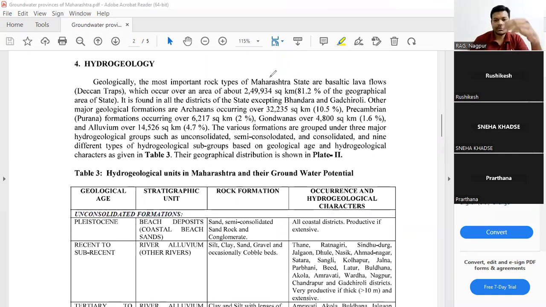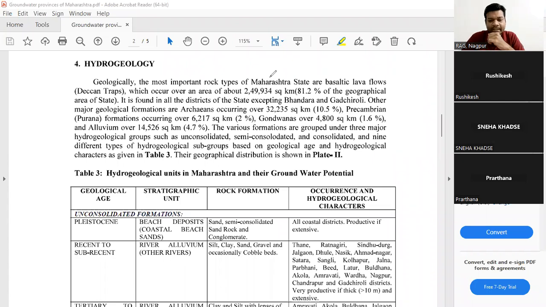So we have gone through the stratigraphy of Maharashtra for say 3 or 4 classes. So you know the stratigraphic framework of Maharashtra. Now we have to look at this stratigraphic framework in the light of hydrogeology.